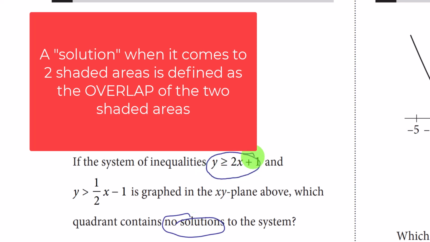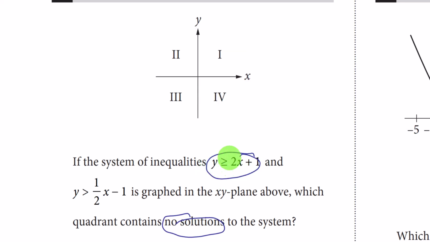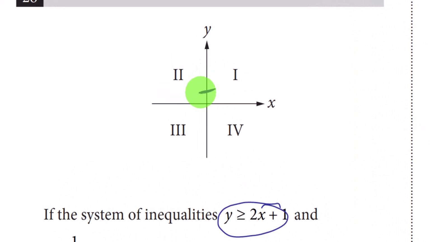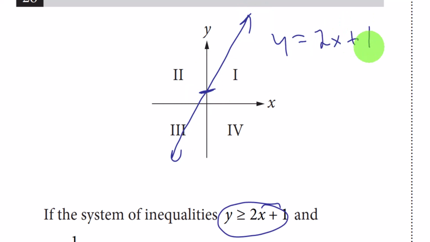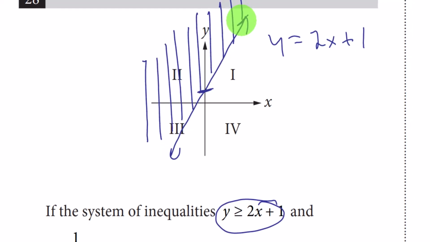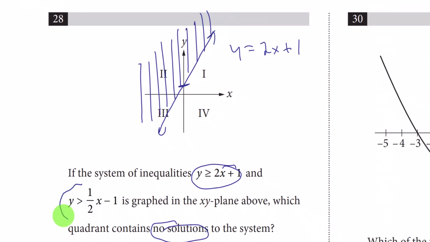We're going to start with this first one here. Y is greater than or equal to 2x plus 1. So we know it's going to have a 1 right there, and the slope is 2. So this is y equals 2x plus 1, and greater than means it's above it. So it's above that area. The second one we're going to look at is y is greater than 1/2 x minus 1. So we've got a negative 1 here. It's going to have a slope of 1/2. So it's going to be like this. And again, it's greater than, so I'm going to do some lines here like this.